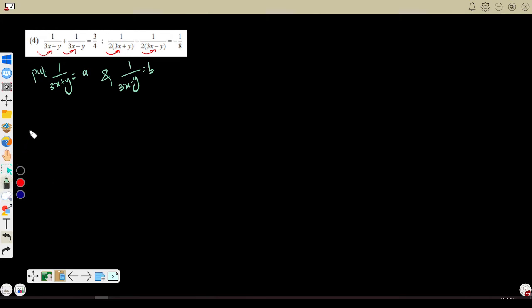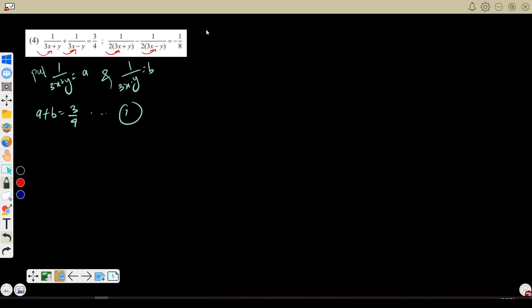Using this substitution, I can easily say the first equation will be converted in this format: a plus b is equal to 3 upon 4. Let this be equation number 1. I don't think it is difficult, because 1 upon 3x plus y is taken as a. So I have just replaced 1 upon 3x plus y with a, and 1 upon 3x minus y with b.